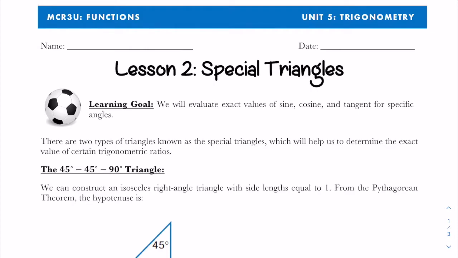Lesson 2, Special Triangles. The goal for this lesson will be to evaluate exact values of sine, cosine, and tangent ratios for specific angles. There are two types of triangles that will appear in your math courses that are known as the special triangles. We use them to help us determine exact values of certain trigonometric ratios, and you'll be able to do this without a calculator.